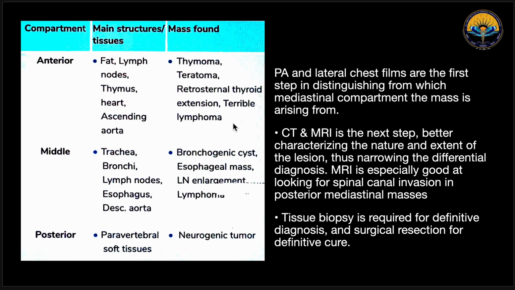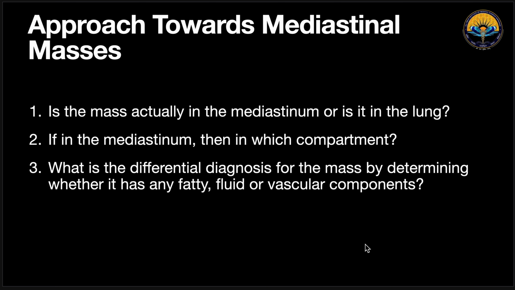So whenever we are suspecting a mediastinal mass, we first go for a chest X-ray PA and lateral view, and this will help us to know if the mass is in the mediastinum or some other place. Then we go for a CT or MRI, which will help us to better characterize the lesion. Then we go for tissue biopsy, which will help us in definite diagnosis, and then surgical resection for definite cure. So what's our approach to the mediastinal mass?